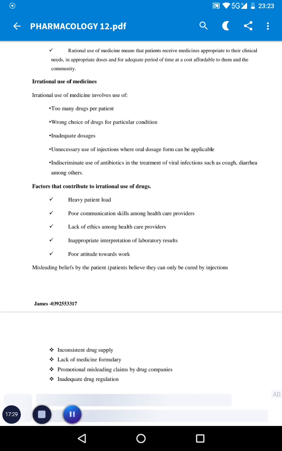Okay, so what are the factors that contribute to those irrational uses? One is heavy patient load. When patients are too many and we have few personnel who are dealing with them, it causes some of those errors. Two, poor communication skills among healthcare providers.